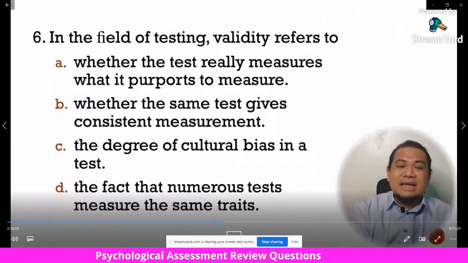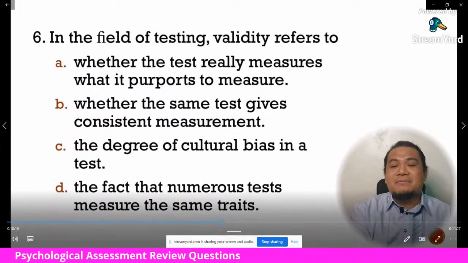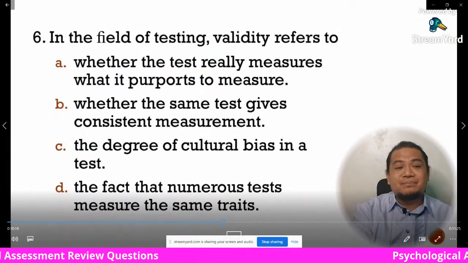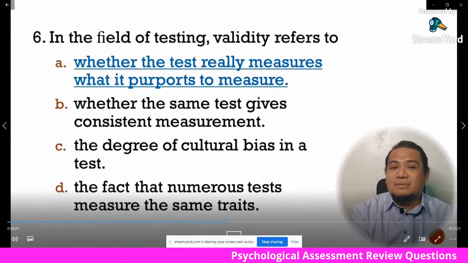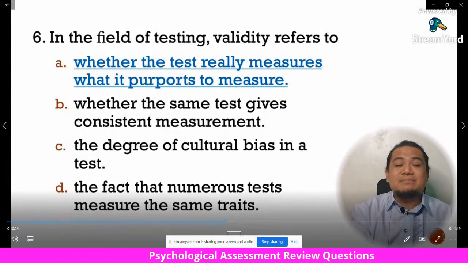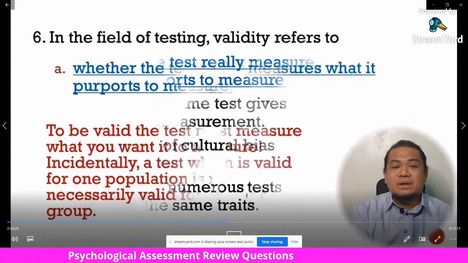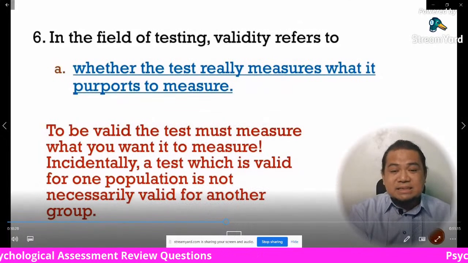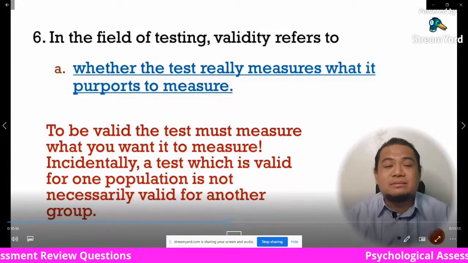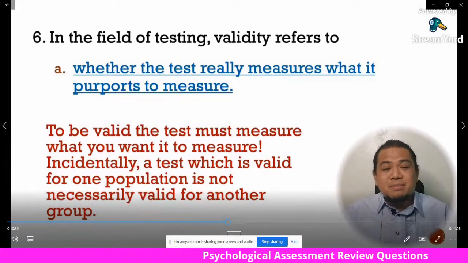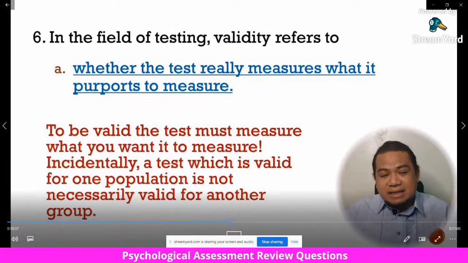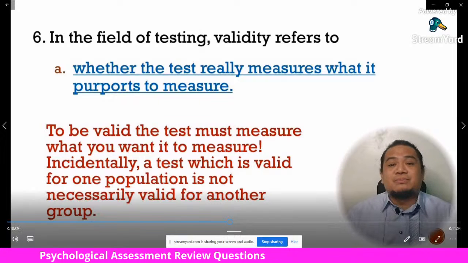Number 6, in the field of testing, validity refers to, and the answer is letter A, whether the test really measures what it purports to measure. To be valid, the test must measure what you want it to measure. Incidentally, a test which is valid for one population is not necessarily valid for another group.